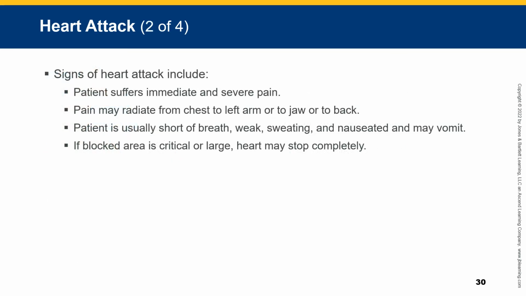Signs of a heart attack include the patient suffering immediate and severe pain. The pain may radiate from the chest to the left arm or to the jaw or the back. The patient is usually short of breath, weak, sweating, and it's profuse sweating, and nauseated and may vomit. If the blocked area is critical or large, the heart may stop completely.